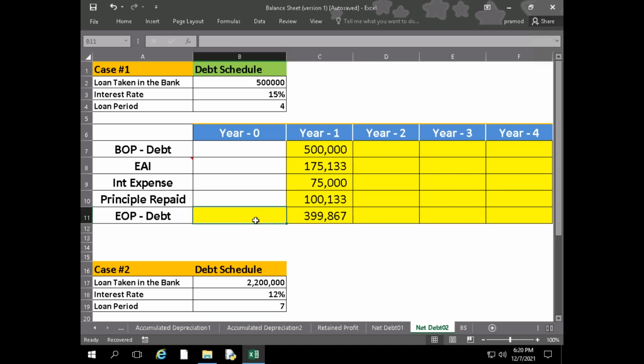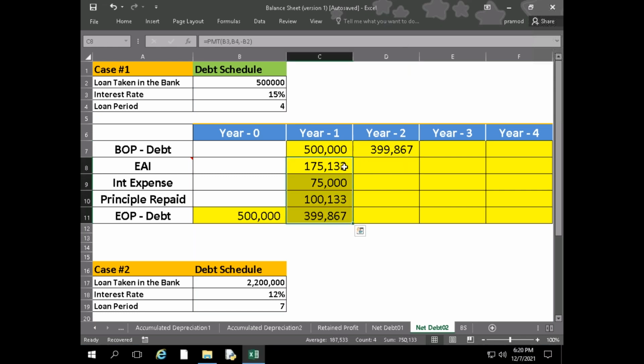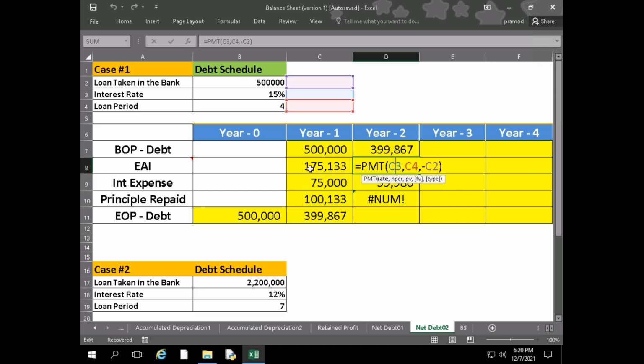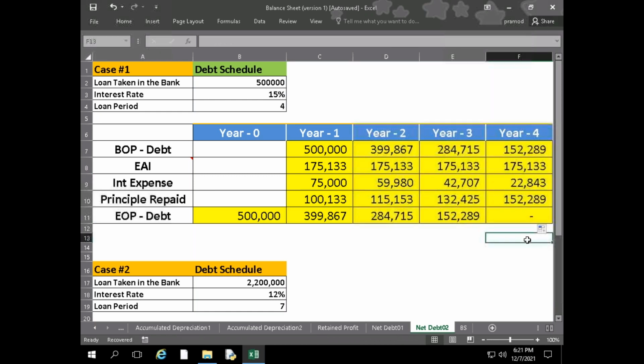When it comes to the debt in the zeroth year, it is 5 lakh. Now the debt amount in year one is 3,39,864.67, which will be carried forward. Okay. Now, in the same manner, this should be the same for all, so I'll make it absolute for all. So at the end of the year, it should be zero for me.